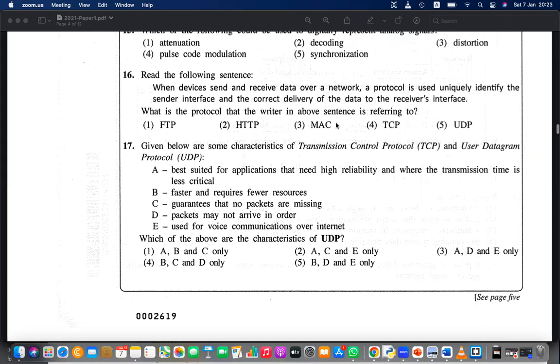One is MAC. Other possible answer is TCP. But here again, read it. When devices send and receive data over a network, a protocol is used to uniquely identify the sender interface. Then it is about the media access control, MAC address. It is about some addressing, because unique identification needs addressing. So the addressing protocol only available for the unique identification of addresses is media access control, MAC address. That is the unique address or the physical address given. So the more suitable answer is number 3. That is how you should argue.